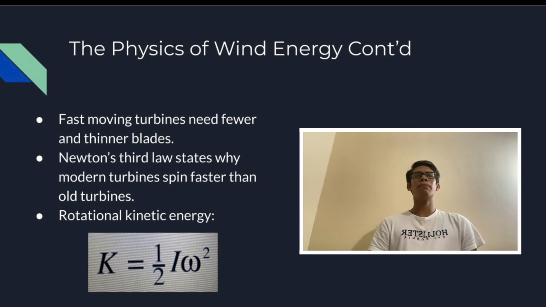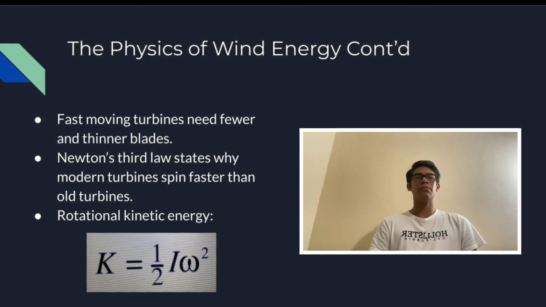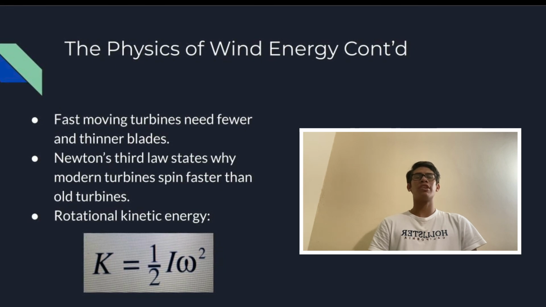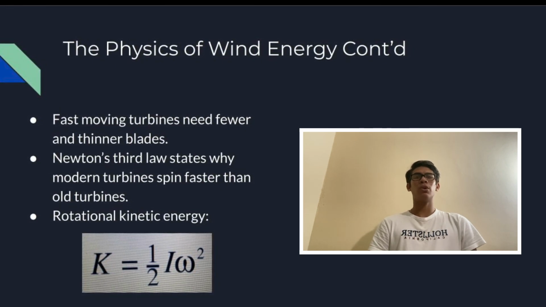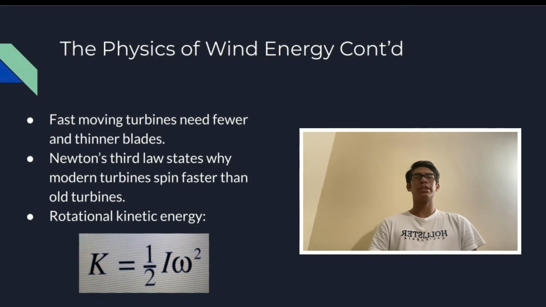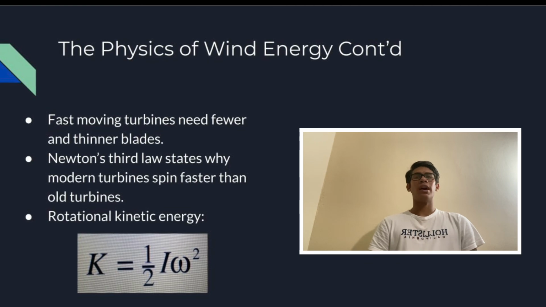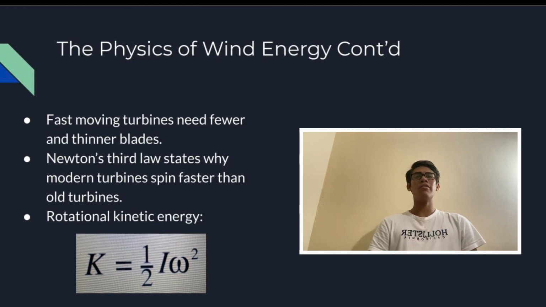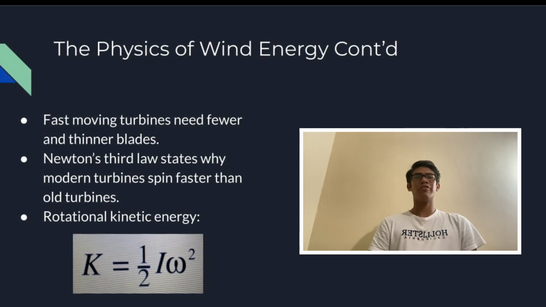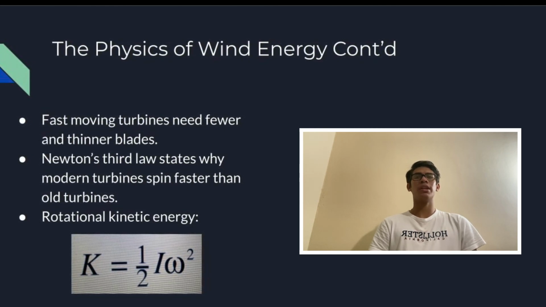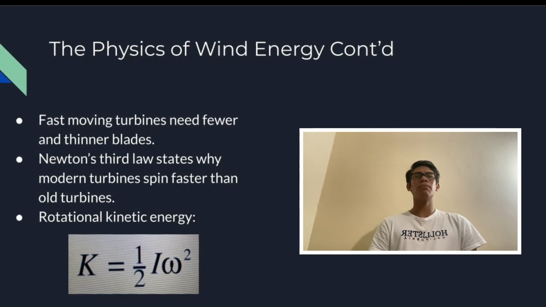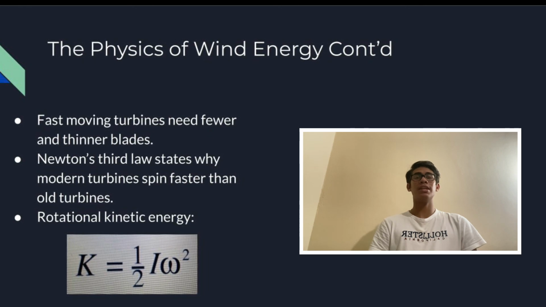Just as the wind pushes the blades sideways to turn them, so the blades push back on the wind, giving the air a reverse spin. So therefore, rotational kinetic energy is obtained, which is KE rotational equals half I omega squared. However, the windmill doesn't capture this energy. Therefore, the most efficient wind turbine will give the wind the least twist possible. So the faster the windmill moves, the less rotational energy is given off.